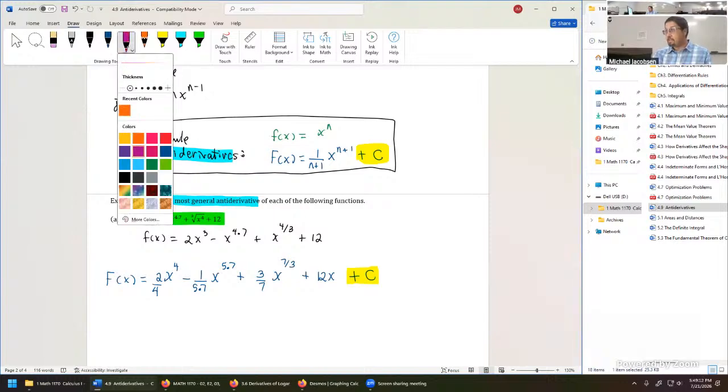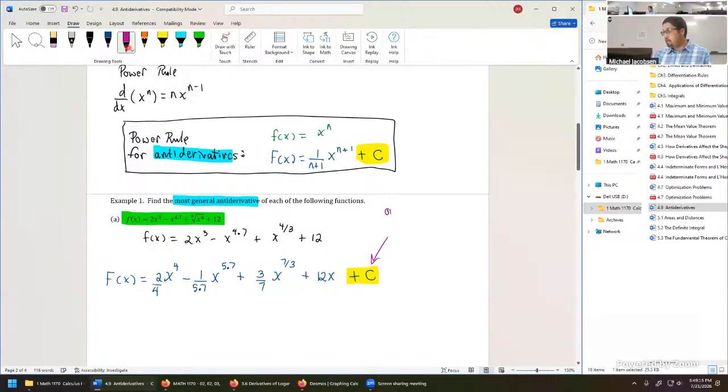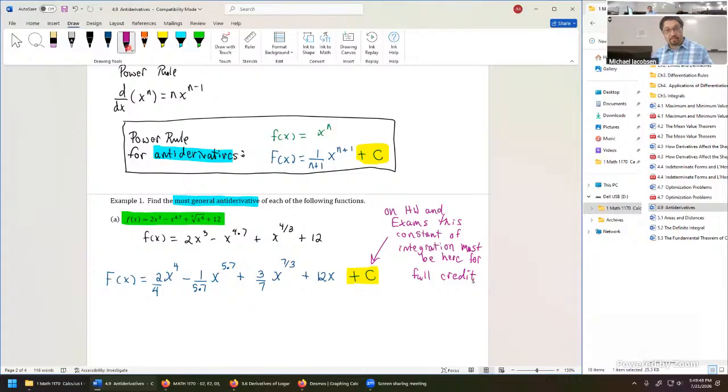So let's make a comment here on homework and exams. This constant, this is sometimes called a constant of integration. We might as well name it that now. This constant of integration must be here for full credit. And it's honestly easy to forget. So if you notice I forget one, let me know. We'll fix it right away.